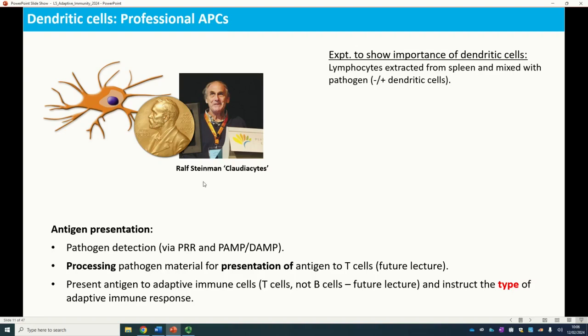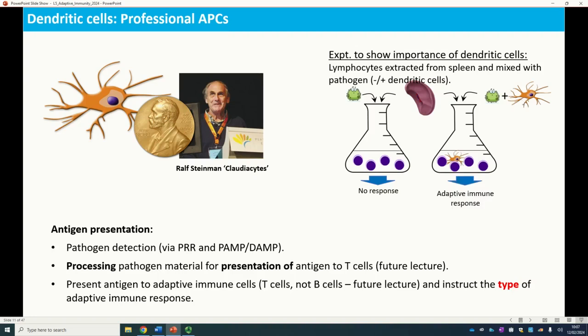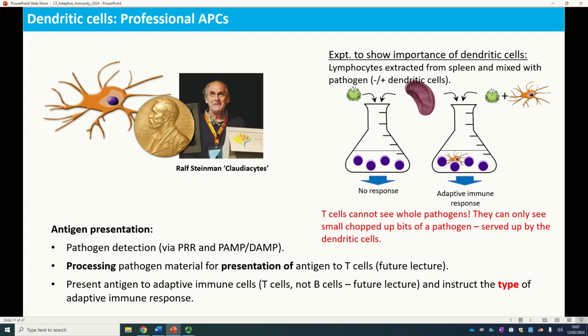But the experiment that this man did to show the importance of the dendritic cells: he took a pathogen and he also took lymphocytes from a spleen and he mixed them together. And what happened? Nothing. Okay? So what he then did is he did the same thing. So we've got our lymphocytes with the pathogen, but this time we've got the dendritic cell in there. And this time we mounted an adaptive immune response. So what it's important to take home from this is that T cells don't actually recognize entire pathogens. What they're recognizing is the small bits of pathogens that have been chopped up and presented to them by the dendritic cell.